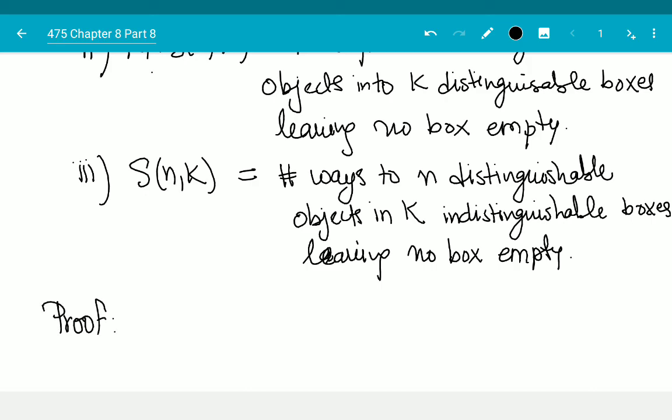Proof by lemma. Okay, so that ends the part on Stirling numbers of the second kind.